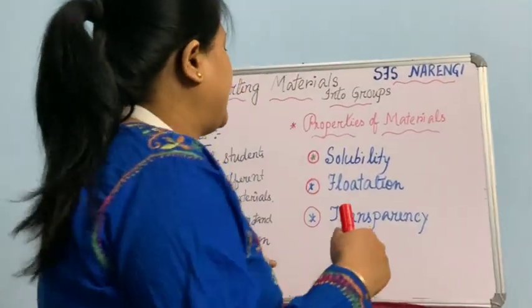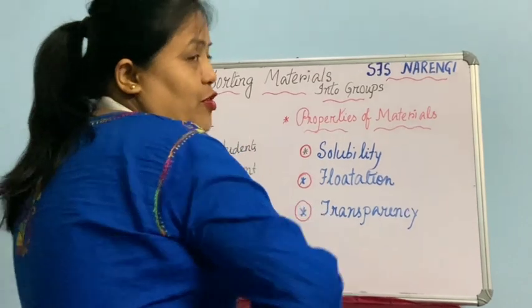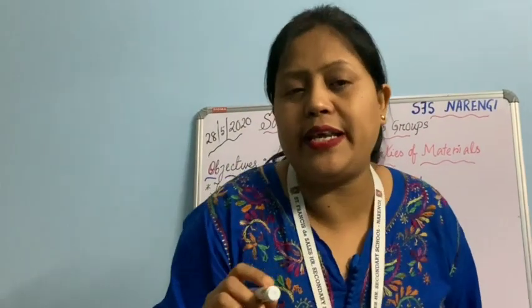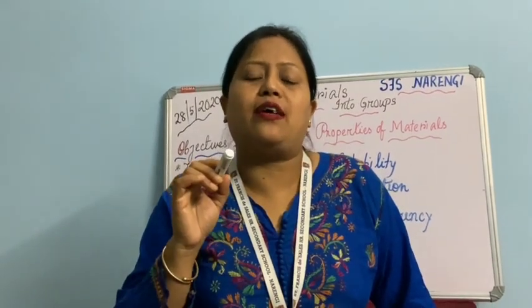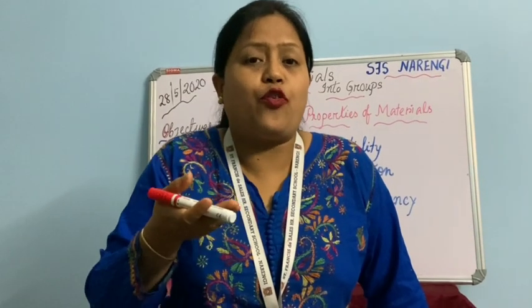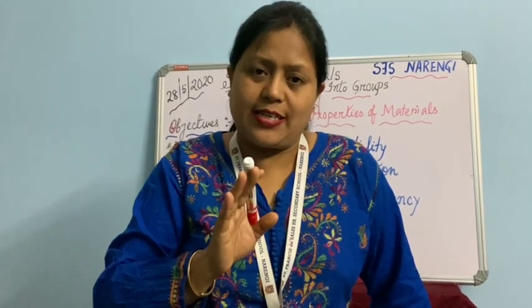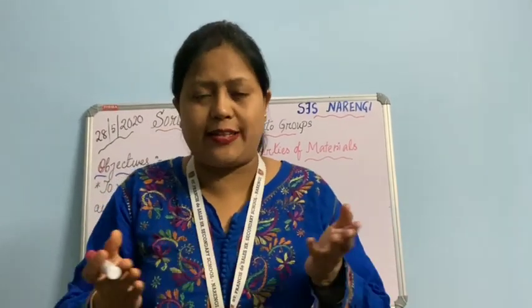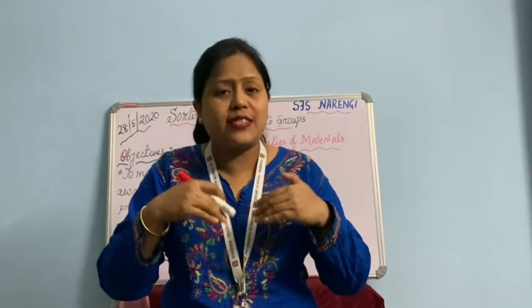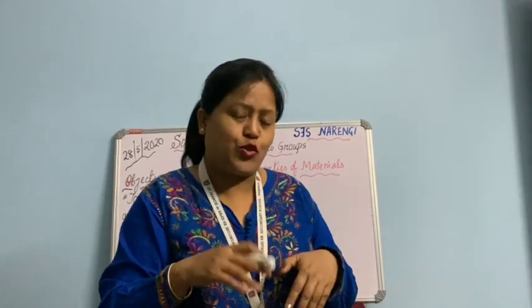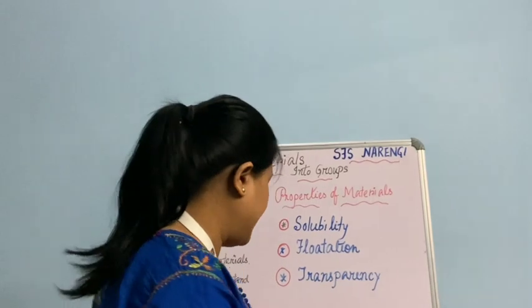So the second property is what? Floatation. Floatation means what? It is the property by which a material either floats on the surface of water or sinks below the surface of water. Clear? So let us discuss floatation. There are some materials that float, and there are some materials that sink in water. Clear? So I have an activity to prove that.